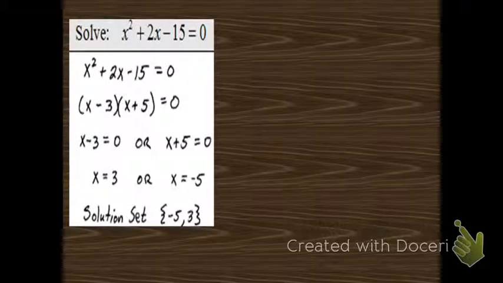Let's look at an example here already written out for us. As you can see, our quadratic x squared plus 2x minus 15 is equal to 0. So it's already in standard form. I'm going to abbreviate that STD. So standard form, we're good.